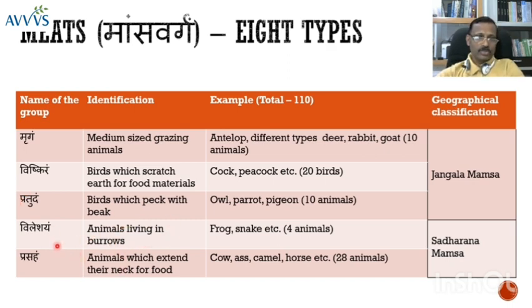Animals living in burrows is called Vilesayam. Examples are frog, snake, etc. There are 4 animals there. Altogether 110 items are there. Each group's number of items is mentioned here.